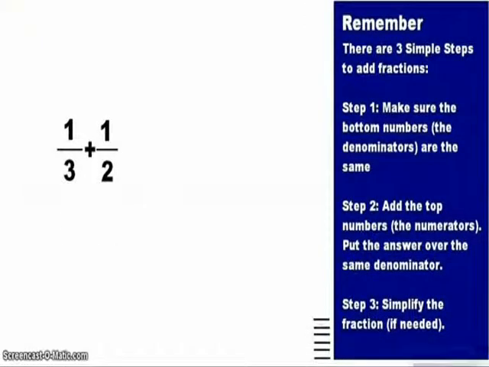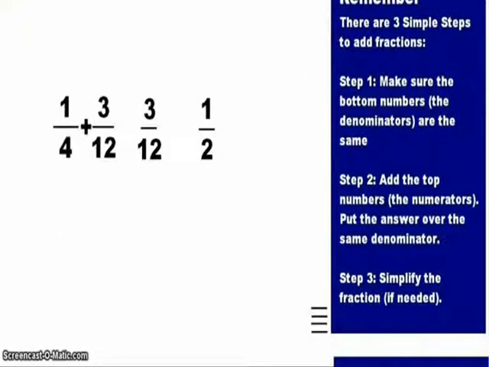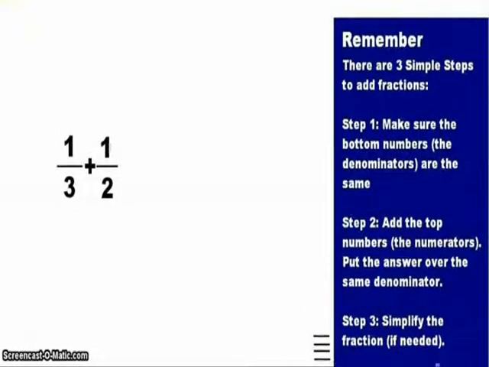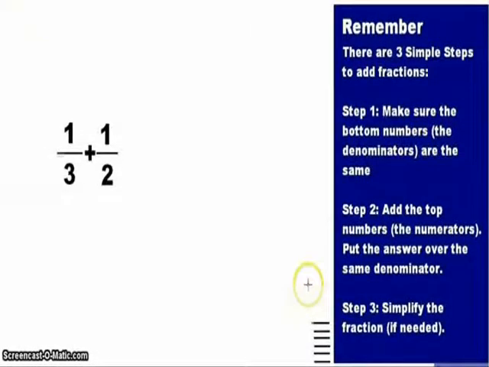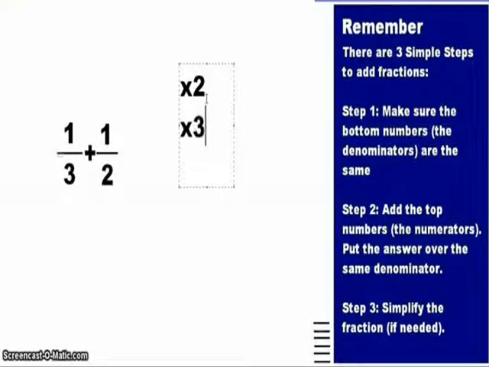1/3 plus a half. Now, this time, like in the last question, we had 4 and 12. 3 doesn't go into 2, and 2 doesn't go into 3. So this time, we need to find out what the highest common factor is of both of these numbers, which is 6. So 3 and 2 both go into 6. 3 goes in twice. So therefore we'd need to times 1 by 2. And 2 goes in 3 times. So then we'd have to times it by 3. So, bearing that in mind, let's go on to step 1.